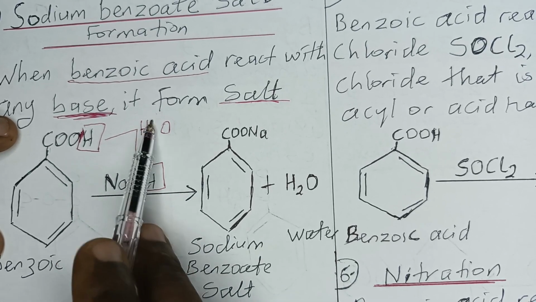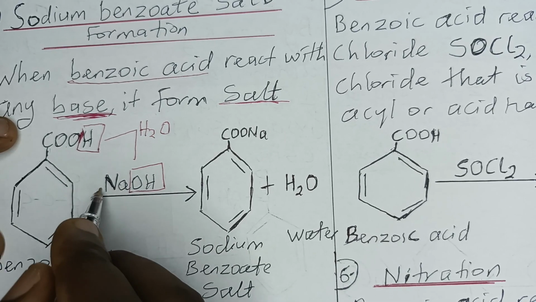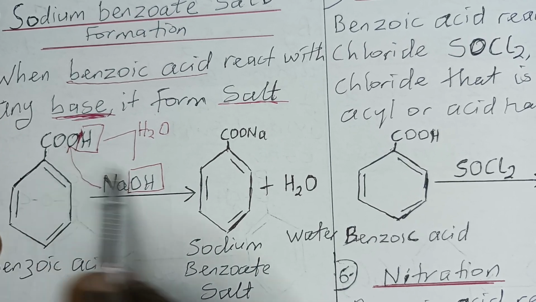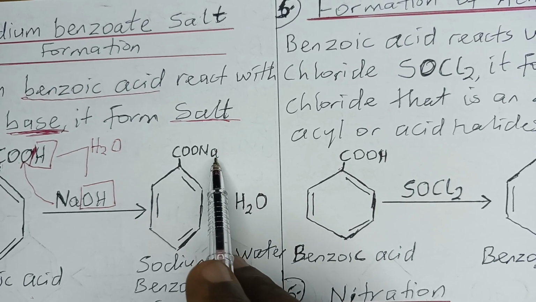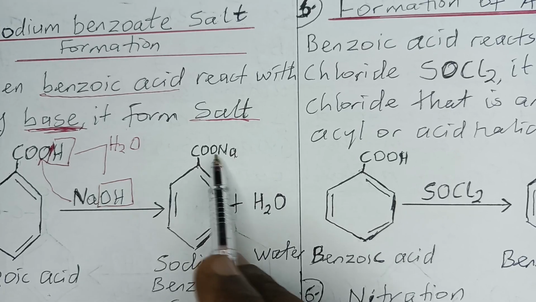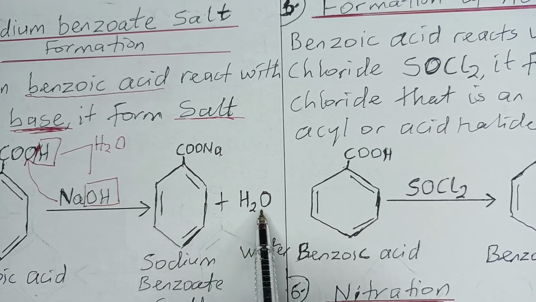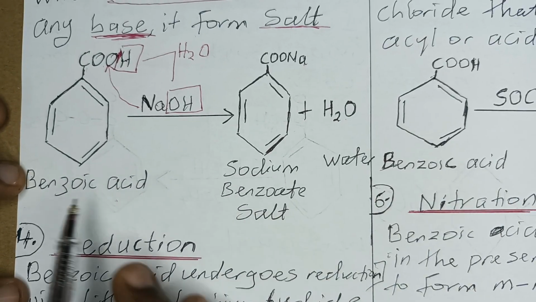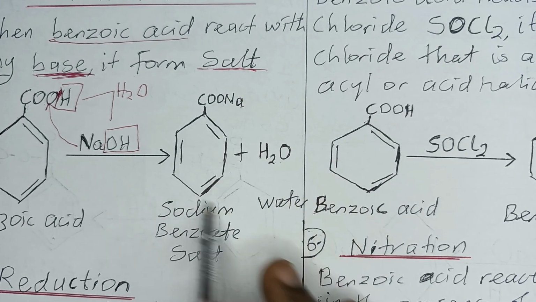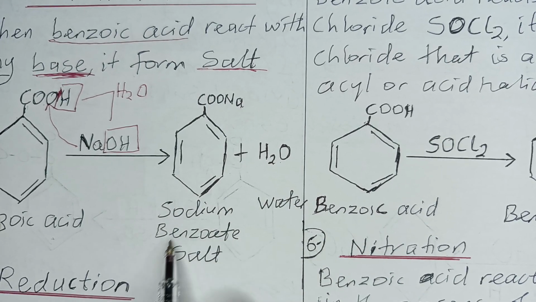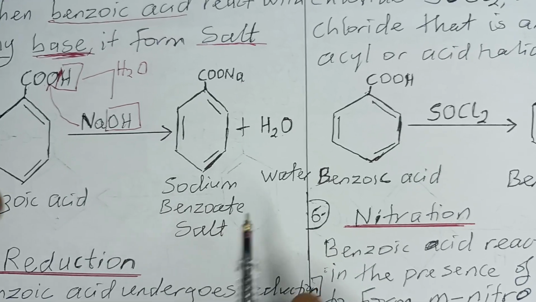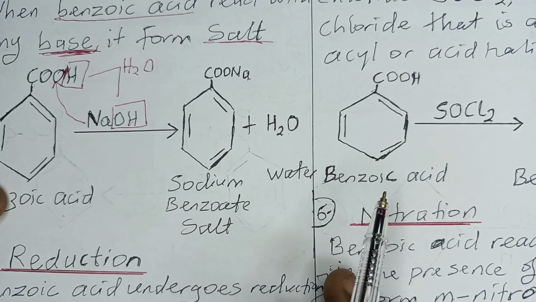When the water molecule is being formed, we are left with sodium attached to this. When it's attached to this, it gives us this. You can all see it, okay? Sodium attached to COO to give us this, and water as a byproduct. Now, benzoic acid becomes sodium benzoate and water. That is the third reaction of benzoic acid.